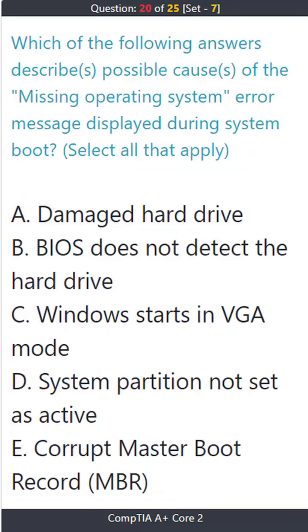Question 20. Which of the following answers describe possible causes of the missing operating system error message displayed during system boot? Select all that apply. A. Damaged hard drive. B. BIOS does not detect the hard drive. C. Windows starts in VGA mode. D. System partition not set as active. E. Corrupt master boot record, MBR.